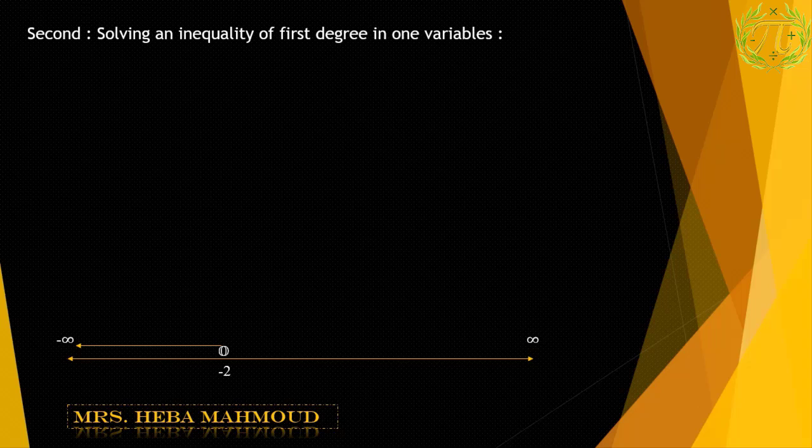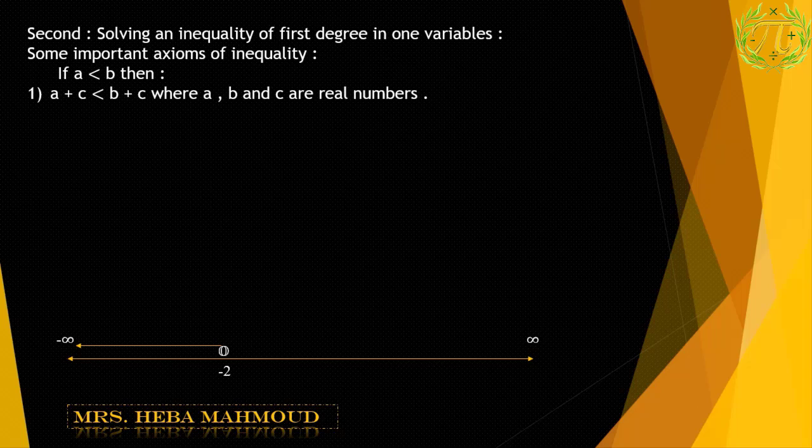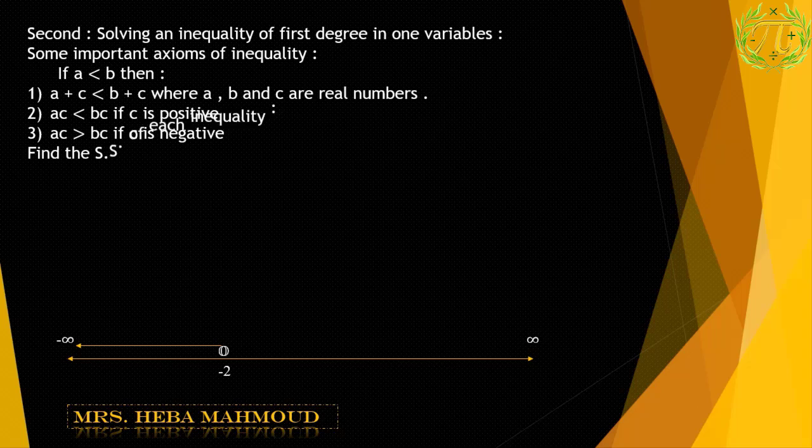Second, find the solution of inequality of first degree in one variable. Some important axioms of inequality. If A is smaller than B, then A + C is smaller than B + C, where A, B and C are real numbers. Axiom 2: if A is smaller than B, then A times C is smaller than B times C if C is positive. Axiom 3: A times C is bigger than B times C if C is negative.